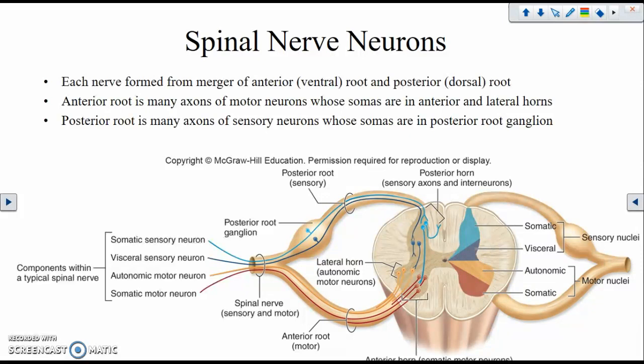Please again remember that gray means central processing unit. Damage to gray matter is much more major than damage to the white matter, which is the wiring of the nervous system.